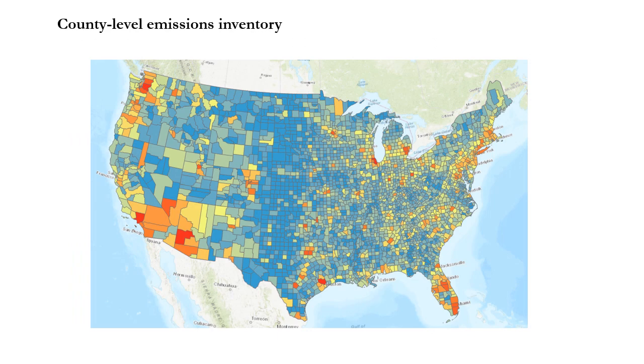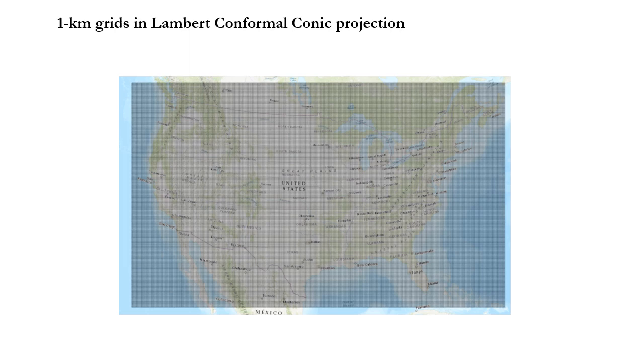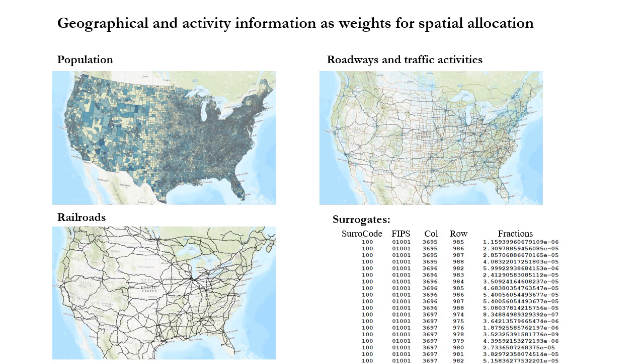As EPA already provides most of the working input files, our main task is to prepare the distribution profiles, namely surrogates, for the spatial allocation, to assign the county-level emissions into our domain grid. Here is an example of the 1 km grid in Lambert projection for the contiguous United States. To generate the surrogate files, we use the spatial allocator tool to clip the county polygon into each grid and calculate the fraction and weight factors based on the geographical and activity information, such as population and census tracts, traffic flows, commercial and industry activities.